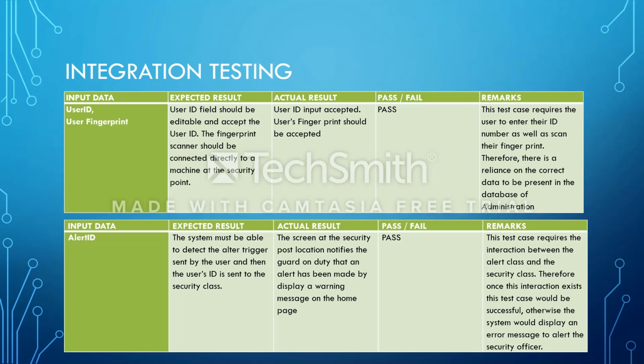is requested from the user, and this is sent from the fingerprint terminal to the database in administration to verify the information. In the second table, under the integration testing method, shows yet another alert feature of the system. As can be seen in the remarks section of the table, this case hints on the interaction of the user class and the security class once a user is in a panic situation.